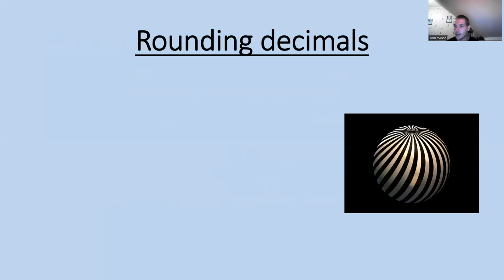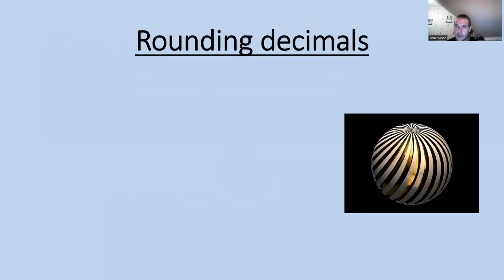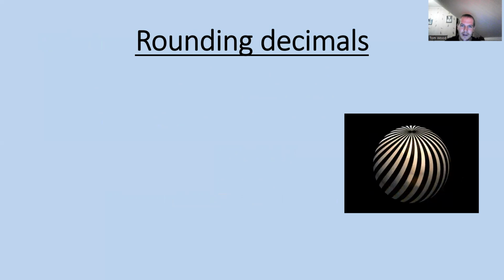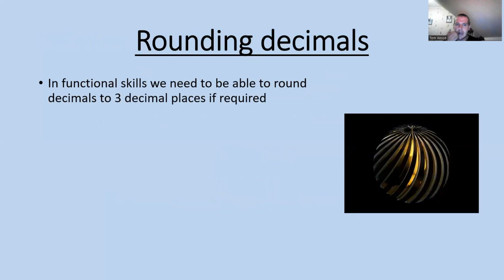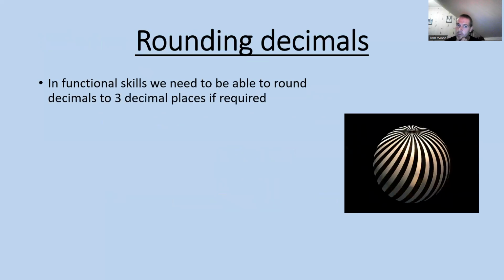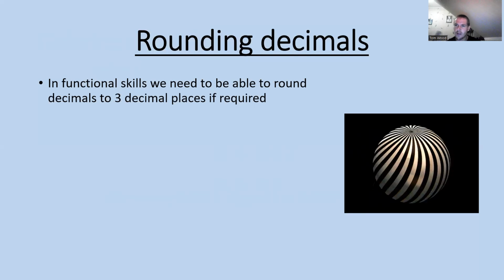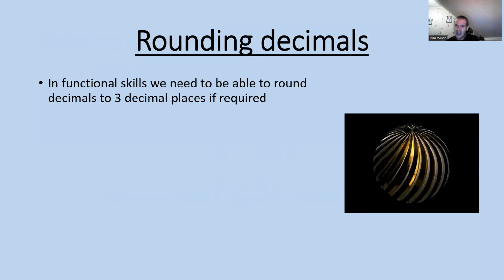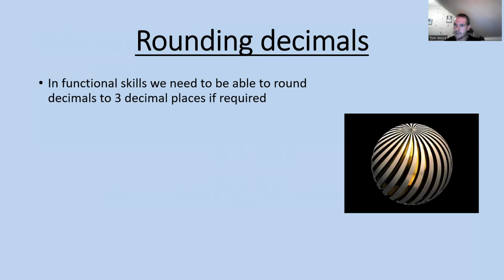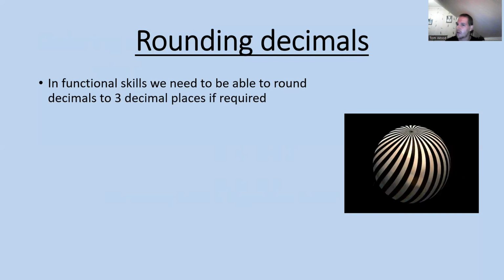Okay, we've got our last topic, and then I'm done, and I'll stop talking. I promise. So, rounding decimals then. In functional skills, we need to be able to round decimals to up to 3 places. Commonly, it'll be 1 or 2. There have been examples with 3. Doesn't mean it's any more difficult. It's the exact same thing. Once we know how to do this skill, we are sorted.